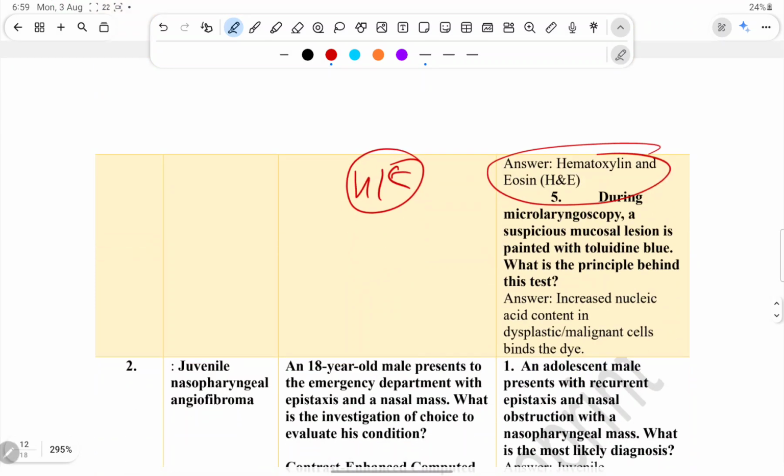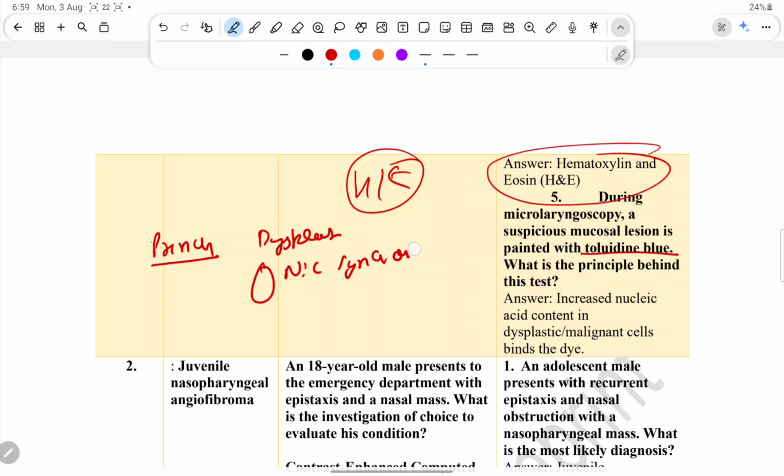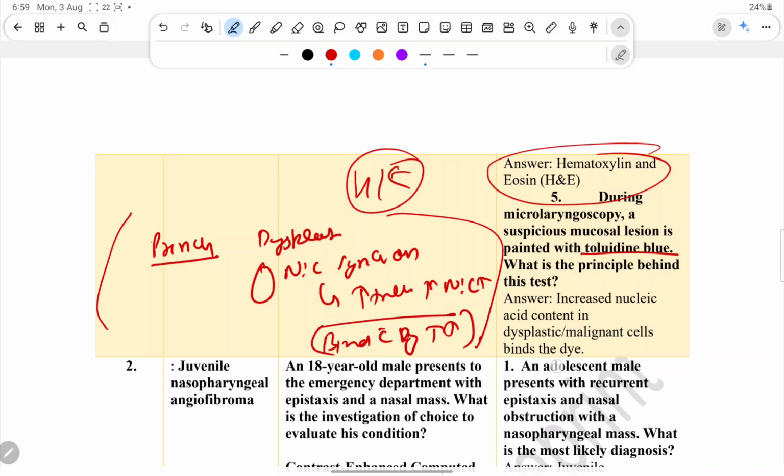During a microlaryngoscopy, a suspicious lesion is painted with toluidine blue. What is the principle behind it? The principle is that whenever there is dysplasia, the nucleus to cytoplasm ratio changes, the nuclear content increases, and the N:C ratio is increased, and hence binding with dye increases. It's the basis of the dysplastic cells.